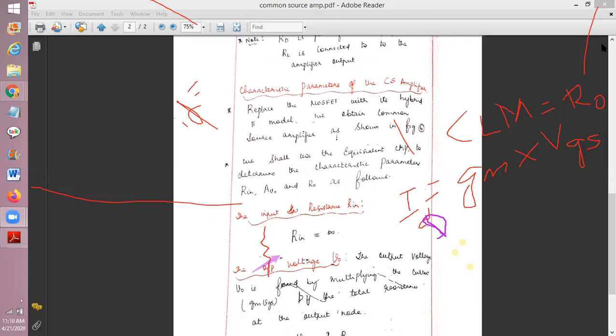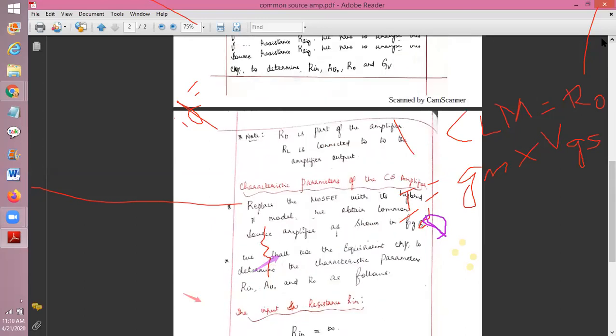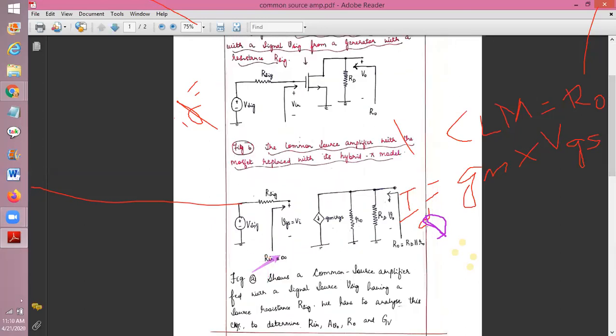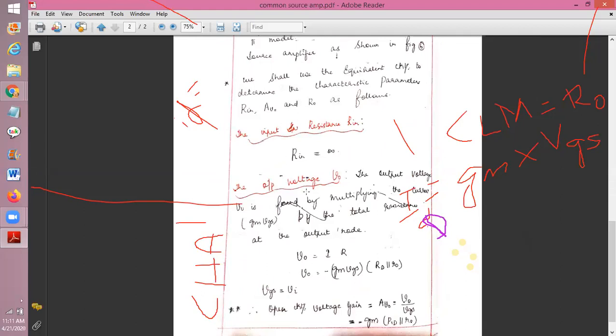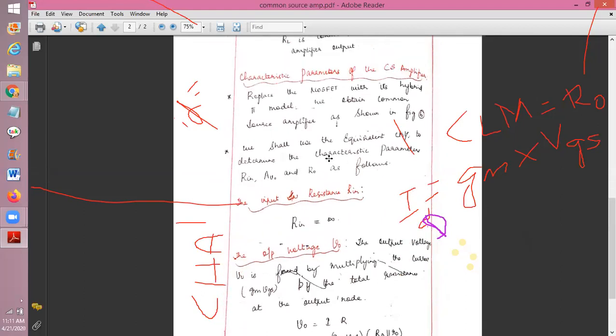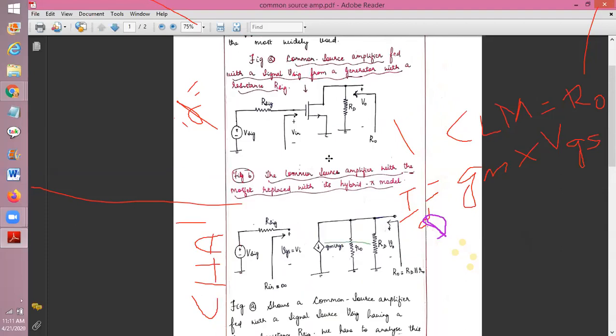Understood? So how to find the input resistance? Stand and view the circuit from here. Where to stand? After V signal and before VGS. If you stand and view the circuitry, the first resistance you can find is the gate resistance RG. The value of RG is very, very high. It can be either infinity or in terms of mega ohm. So your input resistance Rin is equal to RG, which is equal to infinity. Understood? Yes, ma'am. Now one parameter is done.